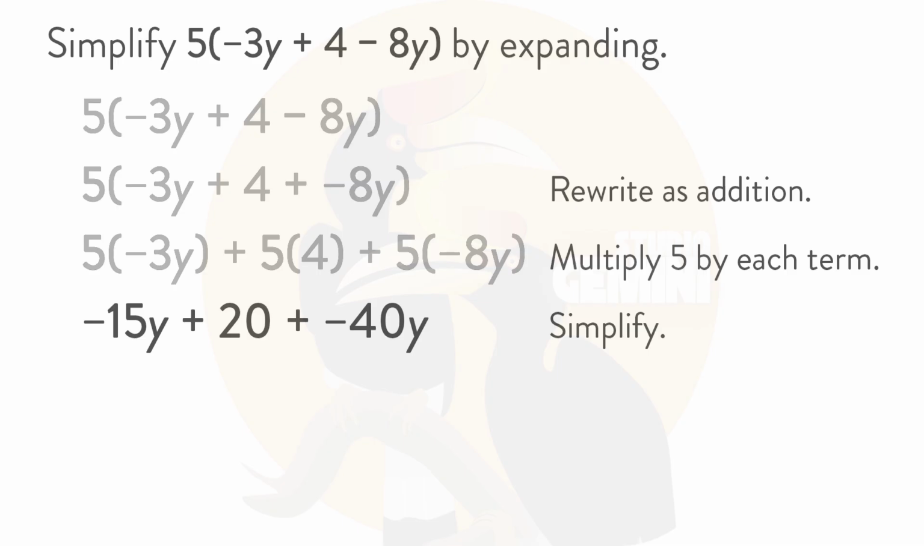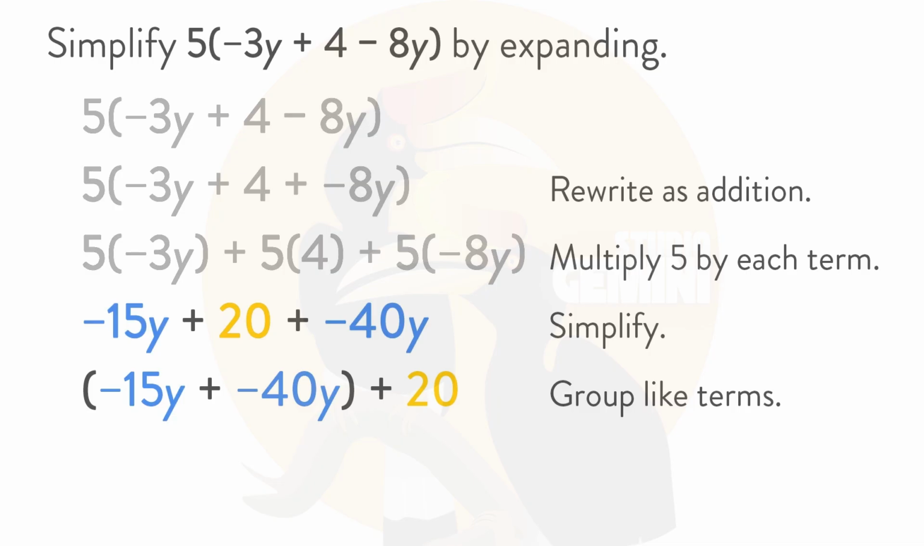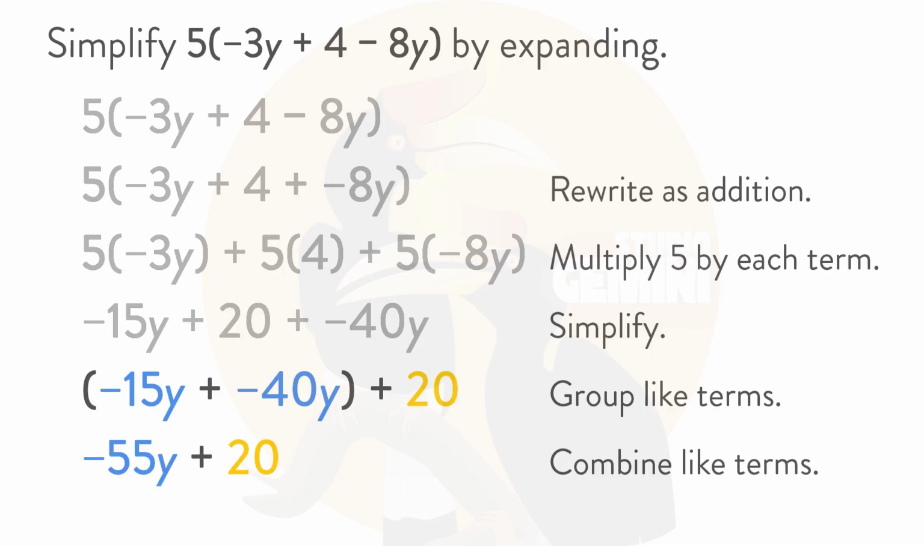And now we can simplify by combining like terms. First, group the like terms. Negative 15y and negative 40y are like terms because they both have the variable y. And then combine. Negative 15y plus negative 40y is negative 55y. The simplified expression is negative 55y plus 20. So 5 times the quantity negative 3y plus 4 minus 8y equals negative 55y plus 20.